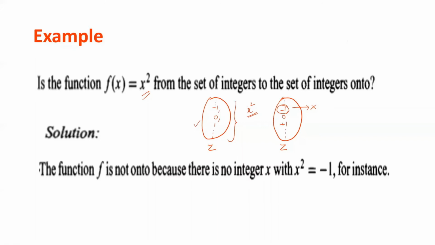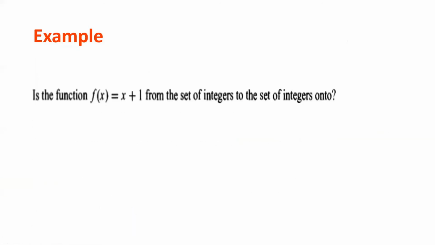Likewise, there are other negative numbers also. This is just an example that a negative number cannot be a square of any number. So this is not an onto mapping. Okay. I hope this is clear now. One more example is there.